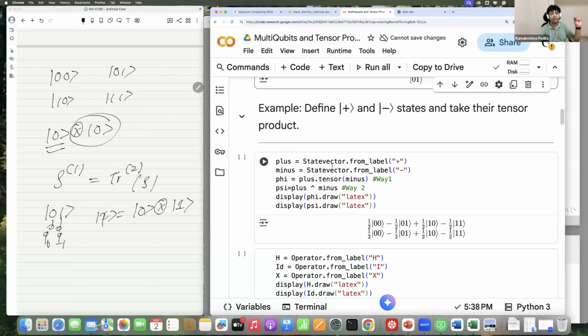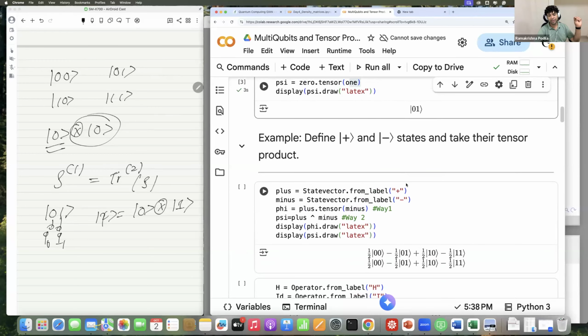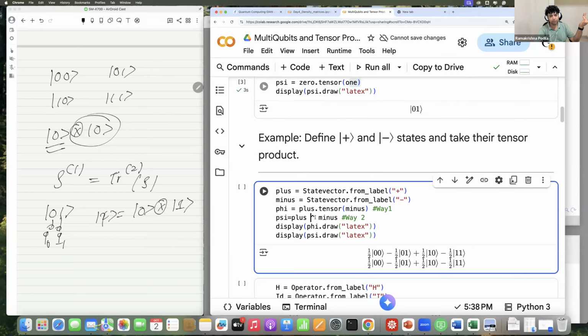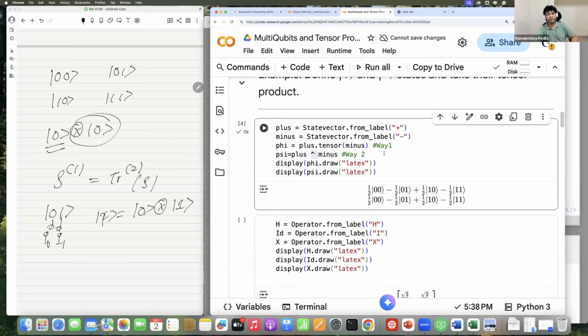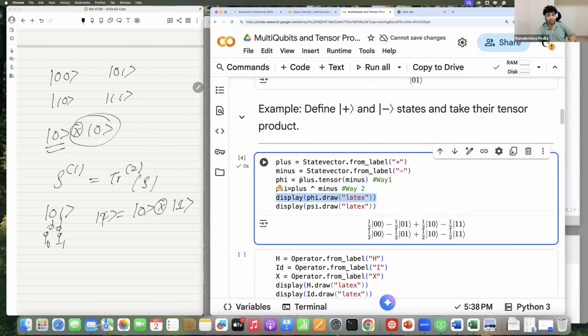Similarly, you can create, for example, plus or minus, and then you can also use the superscript. This is another way to do the tensor product, so this is also a tensor product. Or you could do dot tensor, either way. If you do plus to the power minus, it gives you the tensor product. Both will give you the same thing. So now this would be the tensor product between the plus and minus states. You can also display the plus and minus states if you want.